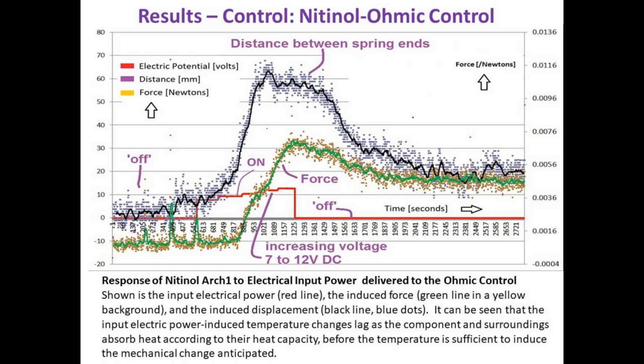Here a series of input power steps are given to the ohmic control, and we can see in fact that the time of flight sensor does show an increased distance between the spring ends and an increase in force wrought as a result of the heat from the input to the ohmic control, as the voltage is increased from 7 to 12 volts DC.